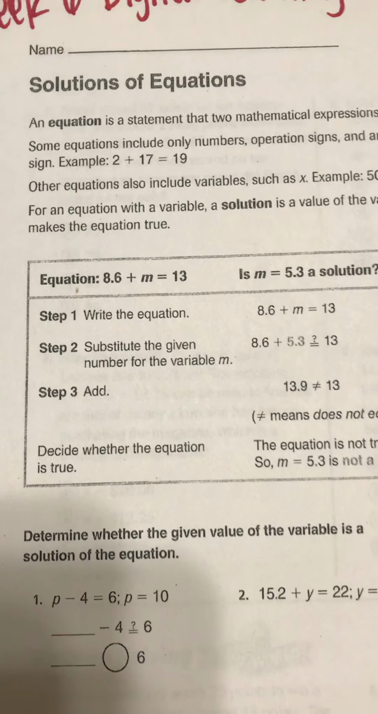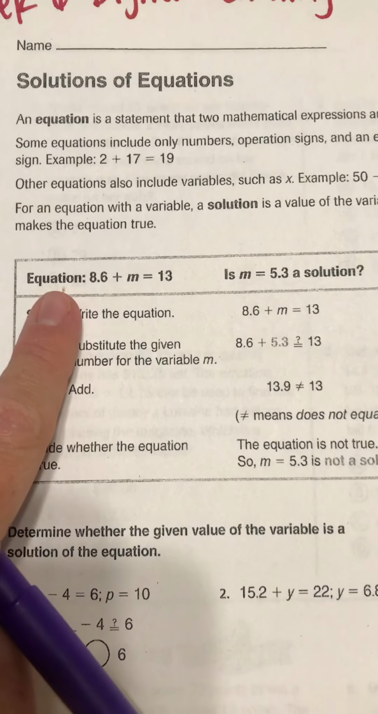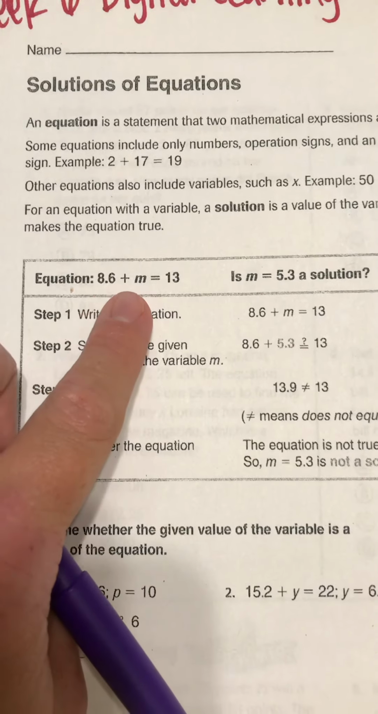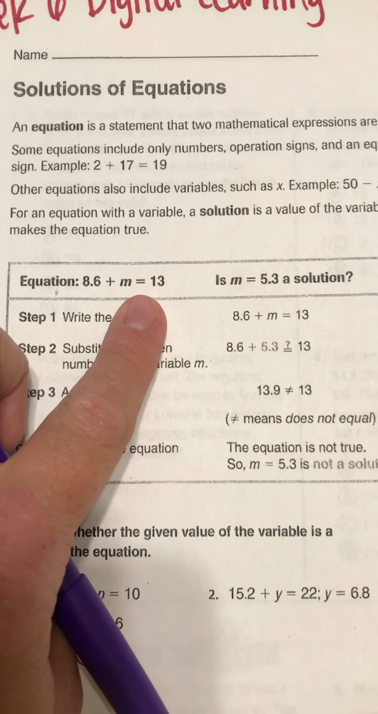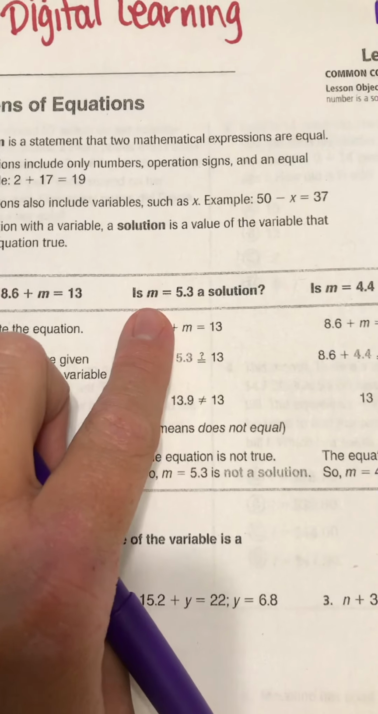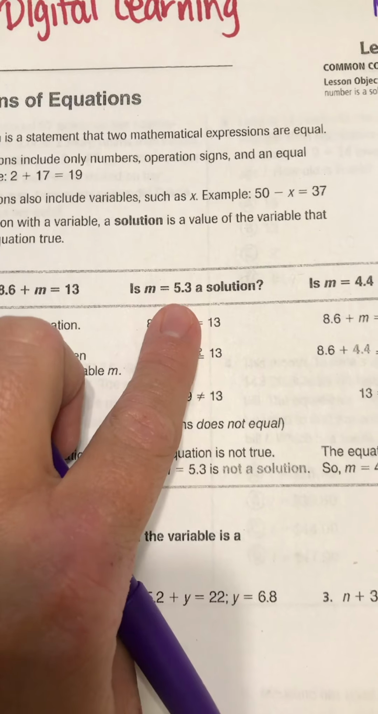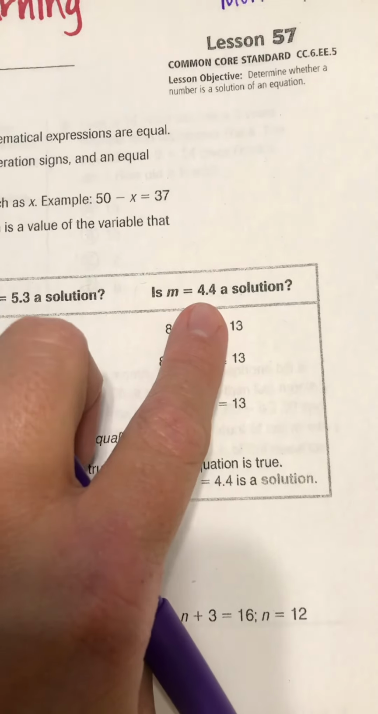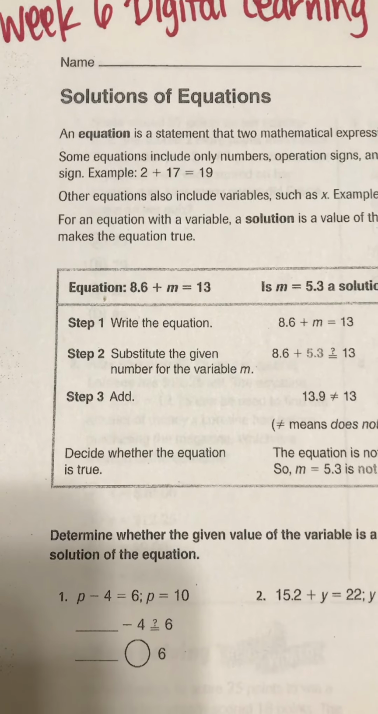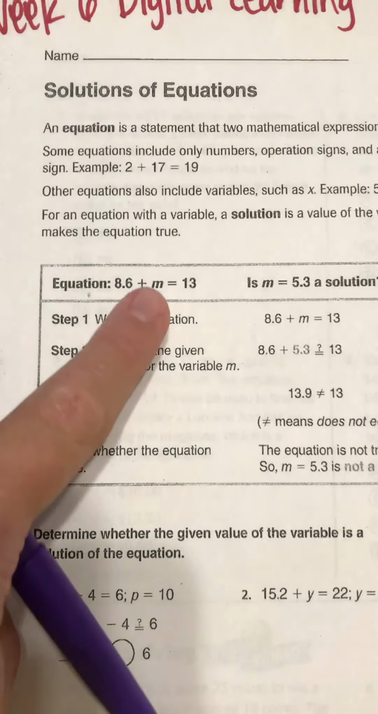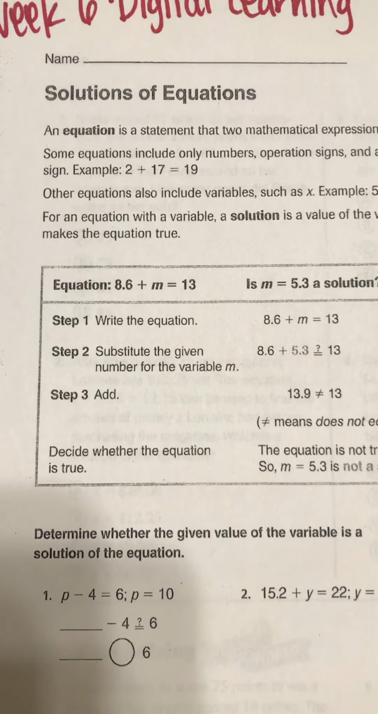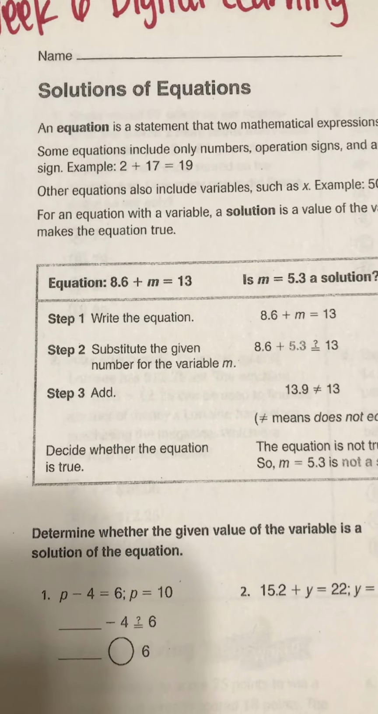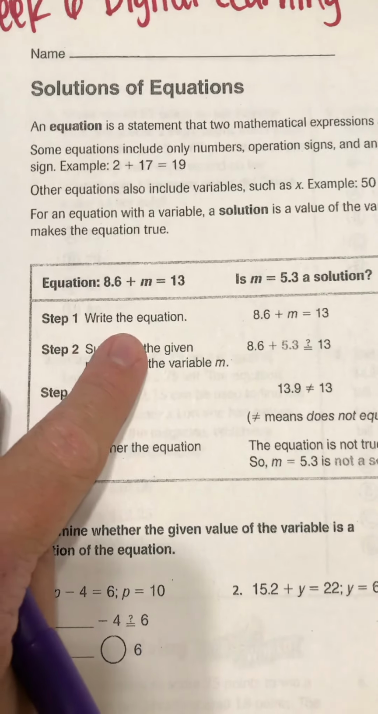So let's look at the example they have here. The equation is 8.6 plus m equals 13. It says, is m equals 5.3 a solution? And it also asks, is m equals 4.4 a solution? So we will need to do our substitution method to see which one, or even if one of those values of m works. So first step is to write the equation.